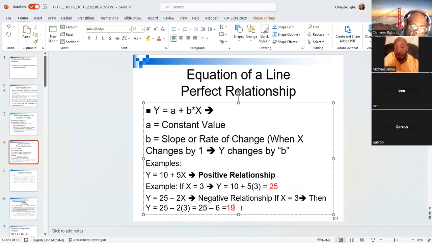Okay. So, but we are dealing here with a perfect relationship. The equation that you see here is a perfect relationship. Now, if you have a perfect relationship like this, then regression analysis doesn't help you in any way. It's just doing mathematics. And you're going to learn that by taking calculus and other higher levels of mathematics. So you're assuming here that you have a perfect relationship. And so the illustration here is just to show you what we are going to be dealing with. Y is equal to A plus B times X.